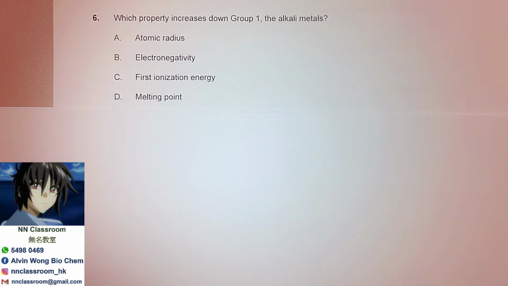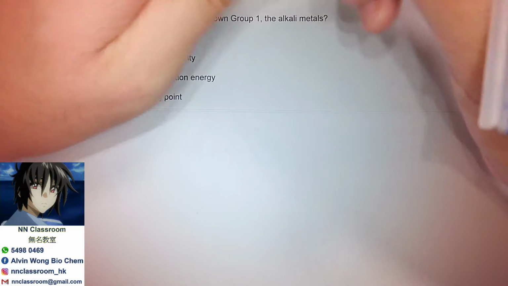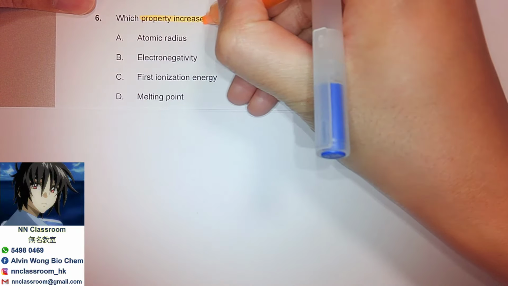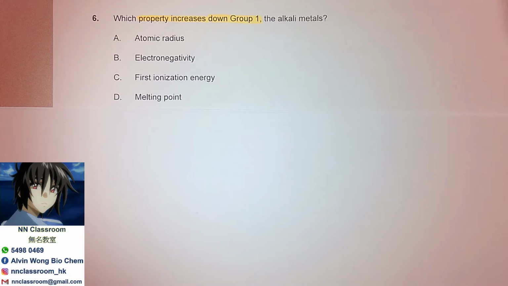Today I'd like to share with you a past paper question from 2017, time zone 2, question number 6. A concept related to topic 3, periodicity, but a simple one. Let's see which property increases. So what we are going to find is the increasing property trend down a group. Normally two directions we consider: either across the period or down a group.